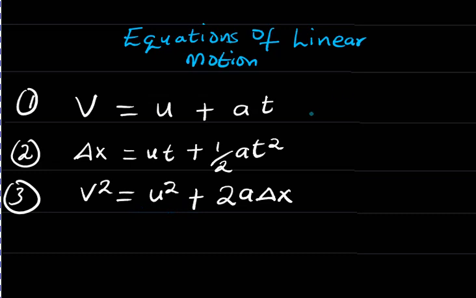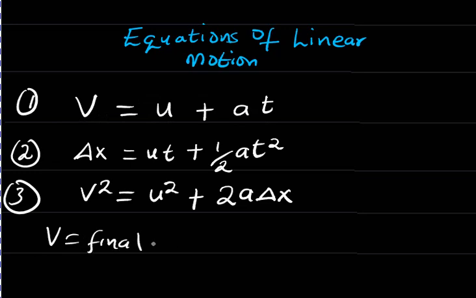Starting with equation 1. Mind you, there are some symbols that I'm going to be using here that might be different from the symbols in your lesson, lecture note, or even in a textbook, but they mean the same. For example, from the first equation, v is equal to u plus at. V is the final velocity. The v represents final velocity.